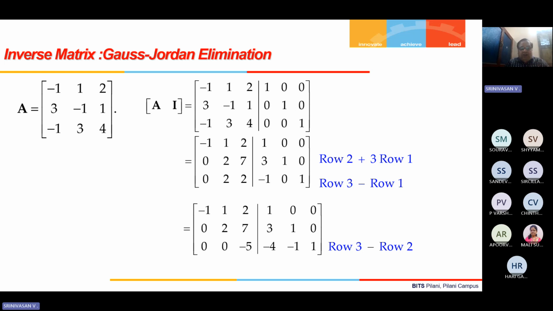Okay. But before that, we can also do one thing here. You can make this as 1 by dividing the second row by 2 or multiplying by 0.5. Both are one and the same, isn't it?